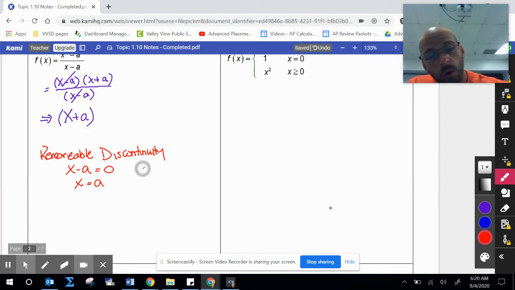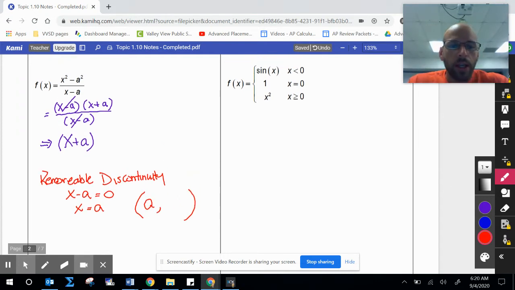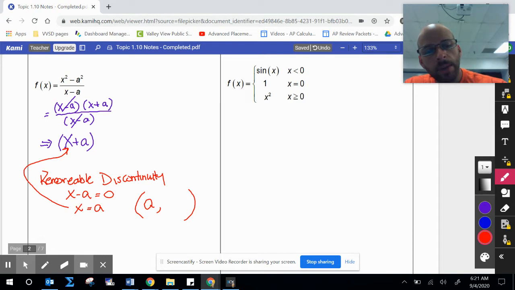So more importantly, a removable discontinuity is a point. Every point has an x and a y value, right? So if I take that x value, I can find the y value of that hole by substituting it into the simplified expression, or I like to call it the extended function. If I take the a value and substitute it in, I would get a plus a, which gives me a y value of 2a. And my removable discontinuity would be at this coordinate.